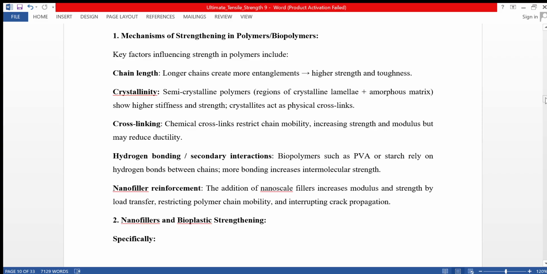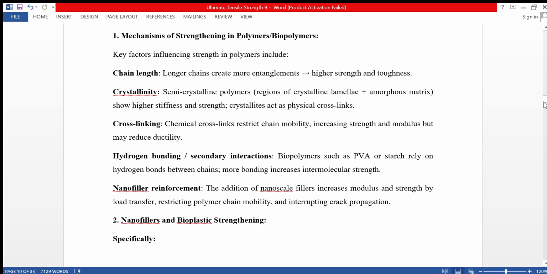Crystallites act as physical crosslinking. Chemical crosslinks restrict chain mobility, increase strength and modulus, but may reduce ductility. Hydrogen bonding or secondary interaction: biopolymers such as PVA or starch rely on hydrogen bonds between chains. More bonding increases intermolecular strength.